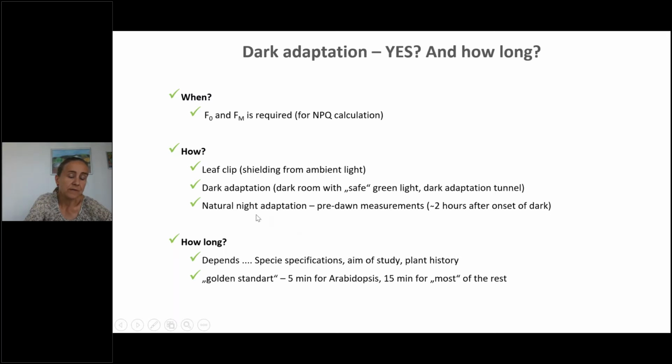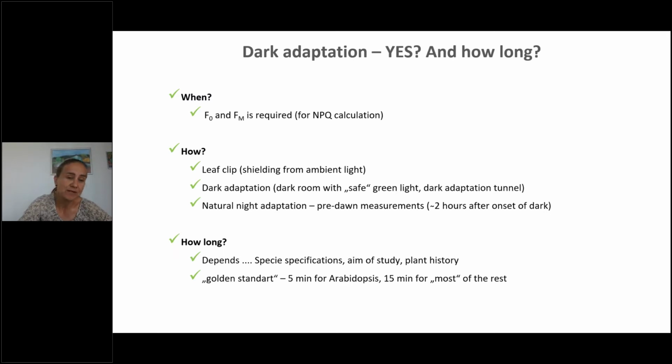And how in the field to dark adapt the samples, or also in, let's say, the high throughput type of setups, we can use a natural night adaptation, where we can use a pre-dawn type of measurements, usually speaking about measurements taken 2 hours after onset of dark. And how long the dark adaptation should be done, this really depends on multiple aspects: on the species, on the aim of the study, on the plant history as well.